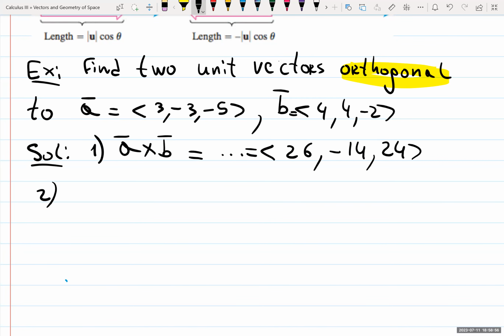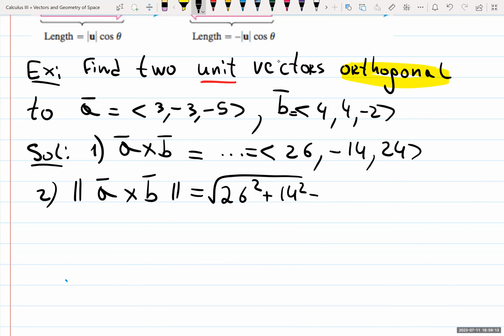Then step 2, they want it to be unit. So they don't care about the length. We need to get rid of the lengths. But to get rid of the lengths, I need to find the lengths first. The magnitude of this cross product will be the square root of 26 squared plus 14 squared plus 24 squared. I always ignore the negative sign because it's squared anyways. It gives you the square root of 1448. And you find the answer.